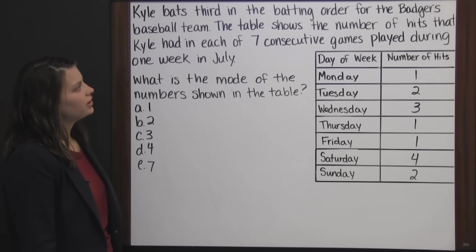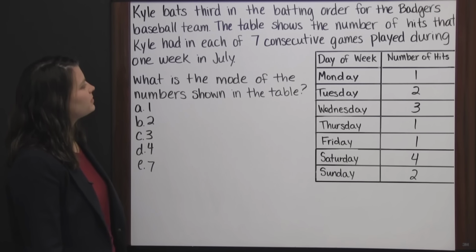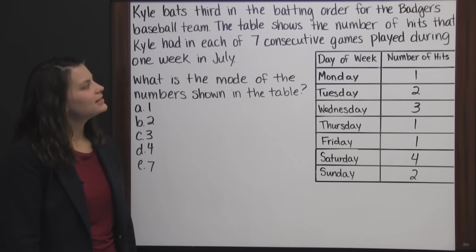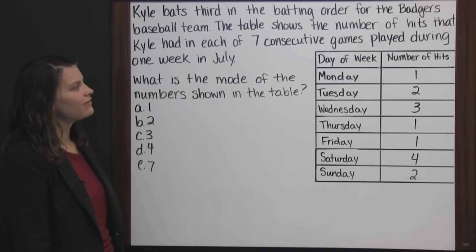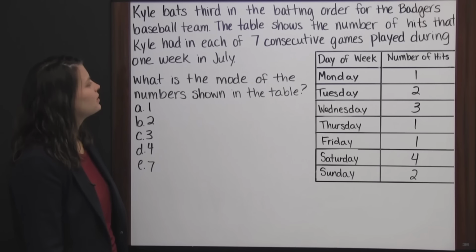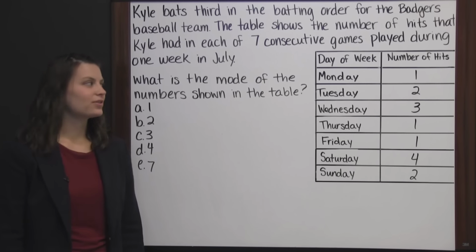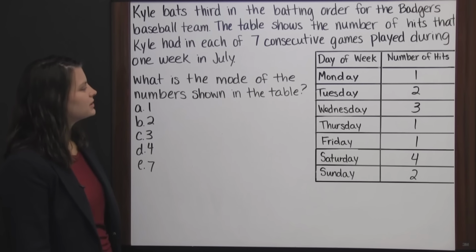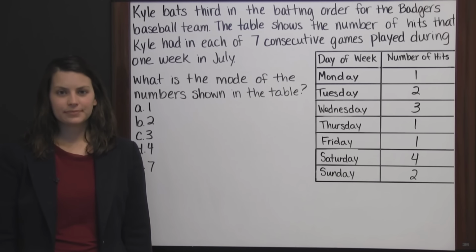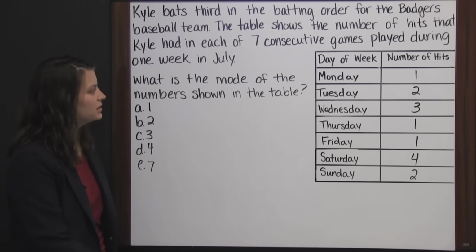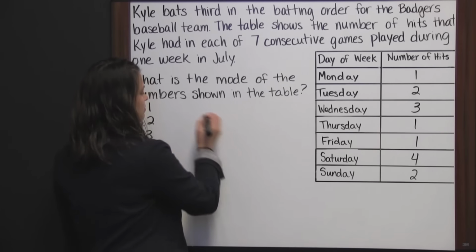Kyle bats third in the batting order for the Badgers baseball team. The table shows the number of hits that Kyle had in each of 7 consecutive games played during 1 week in July. What is the mode of the numbers shown in the table? Mode means the number that occurs the most.